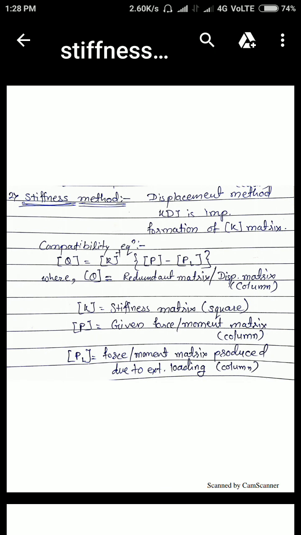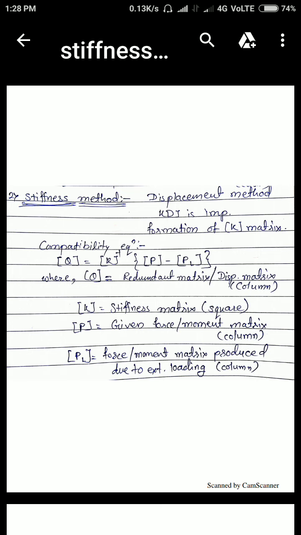Hello friends. In today's video we will see the other matrix method, that is the stiffness matrix method. In the previous video we have seen the flexibility matrix method, which is called a force method. Now we will see the stiffness matrix method, which is called a displacement method. Why is it called a displacement method? Because in this particular method the displacements, or say joint displacements, have more importance.